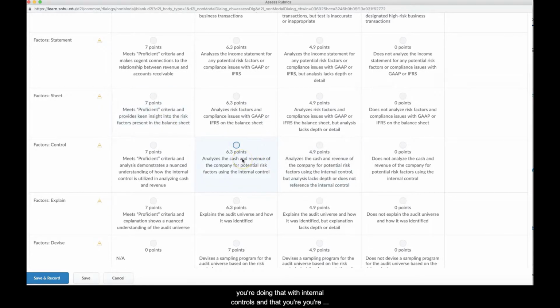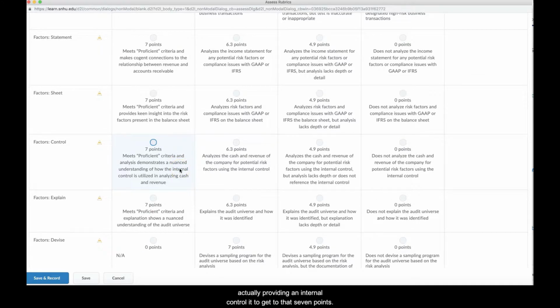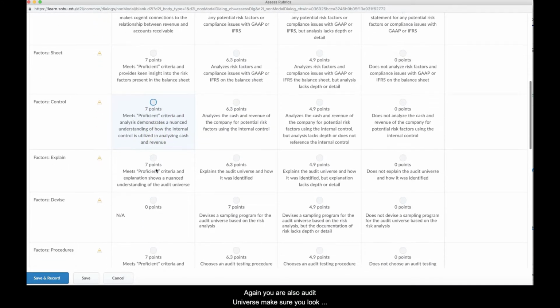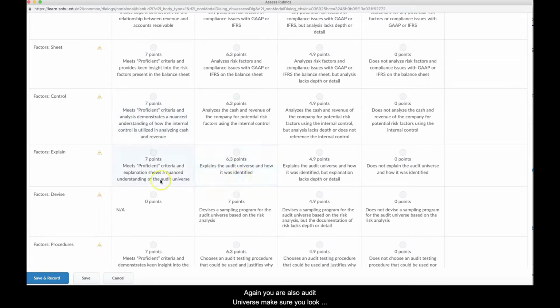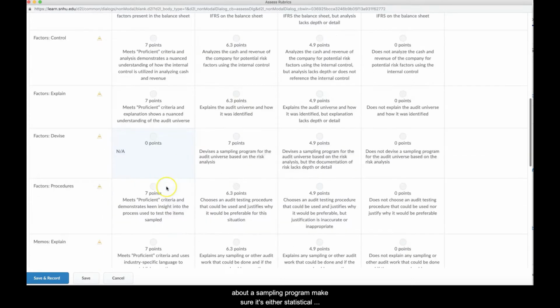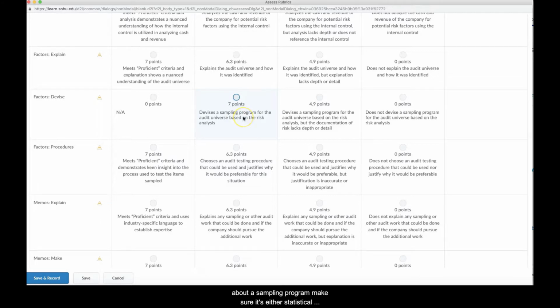Then when you're analyzing cash and revenue, make sure that you're doing that with internal controls and that you're actually providing an internal control to get to that 7 points. Again, you are also addressing the audit universe. Make sure you look at my feedback. The audit universe is the entire population which is under audit, not just certain segments or factors or product lines, as several mentioned previously. Then again, when you're talking about a sampling program, make sure it's either statistical or non-statistical sampling and you describe it.